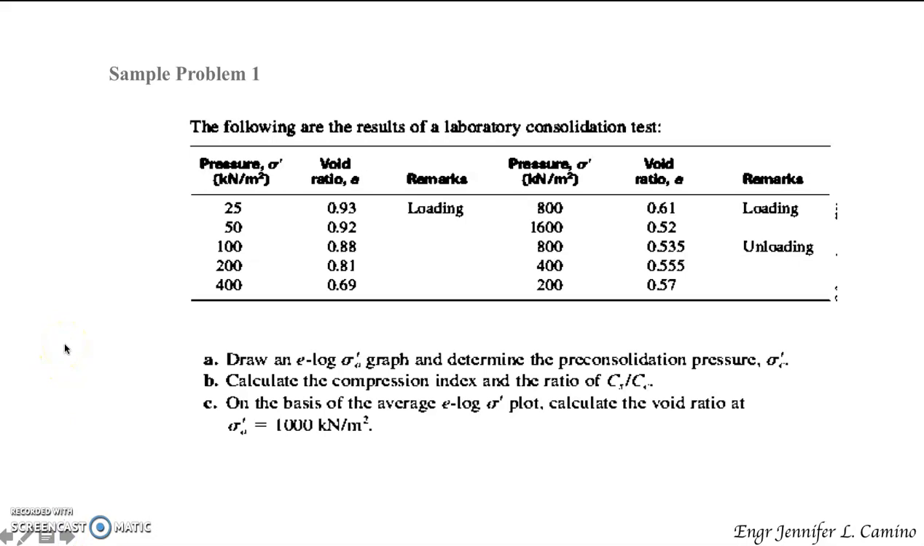So we have here a sample problem. You have the results of the laboratory consolidation test for the loading and unloading. You are going to draw the graph of e-log sigma prime and determine the preconsolidation pressure. Then you have to calculate the compression index and the ratio of C sub S over C sub C. Then, on the basis of the average e-log sigma prime plot, calculate the void ratio at sigma prime equal to 1000 kN per meter squared.